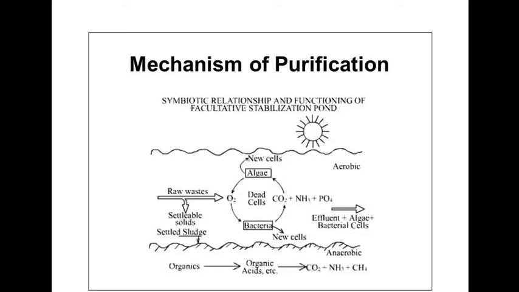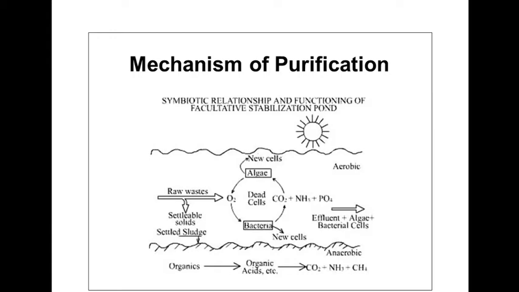Okay, so in the previous lecture we discussed the oxidation pond and the types of oxidation pond. In that we discussed the aerobic stabilization pond, where totally aerobic conditions are maintained in the pond, and microbial algal symbiosis acts in that pond. Okay, so the second type is the facultative stabilization pond.